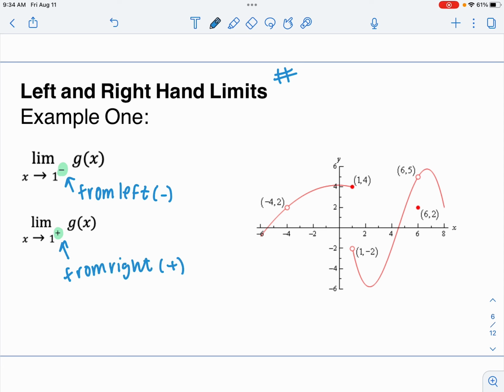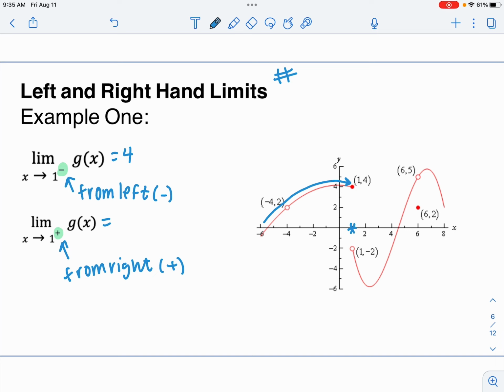So the way that I would say this limit is the limit as x approaches 1 from the left of g of x is. And so let's look at our graph. We'll find 1. So 1 is right here. And I'm going to approach 1 from the left. So I'm going to come from this direction. And as I approach 1 from the left, where does my y value go? What are we getting infinitely close to? The answer is 4.